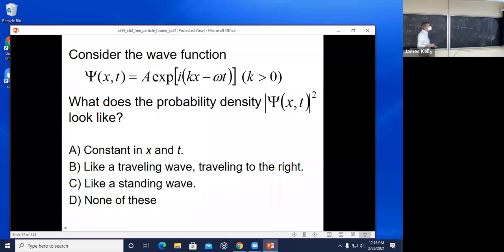Okay, take another minute. Some of you are ready to vote. Some are still working stuff out. Okay, let's see your vote for that one. I'm seeing it's between the A's and the B's, actually. So let's just work it out and see what it is. Constant in x and t, or it's like a traveling wave.